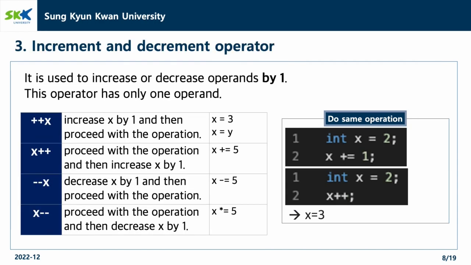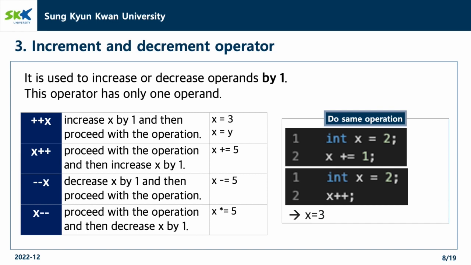Third is increment and decrement operators. They are used to increase or decrease operands by 1. These operators have only one operand. Plus plus x means increasing x by 1 and then proceeding with the operation. Unlike the above sequence, x plus plus proceeds with the operation and then increases x by 1.